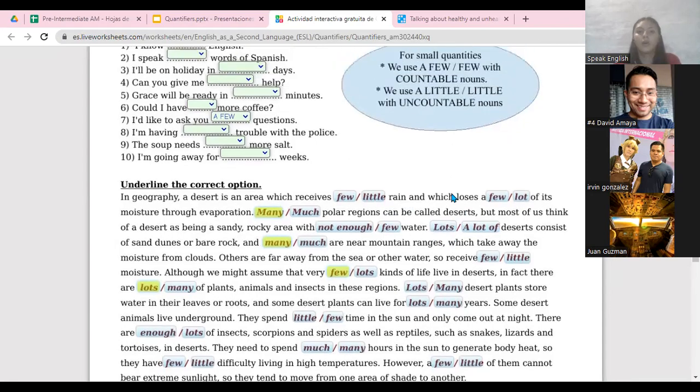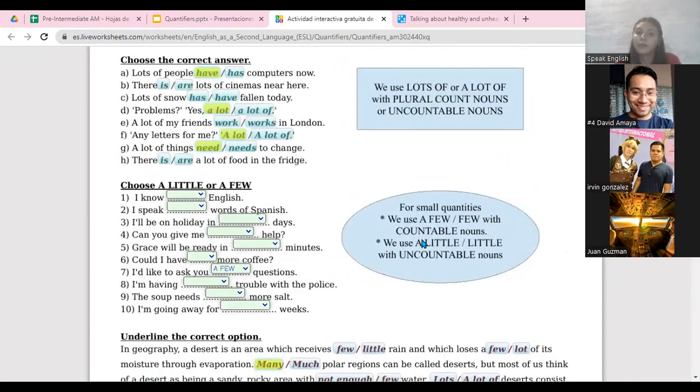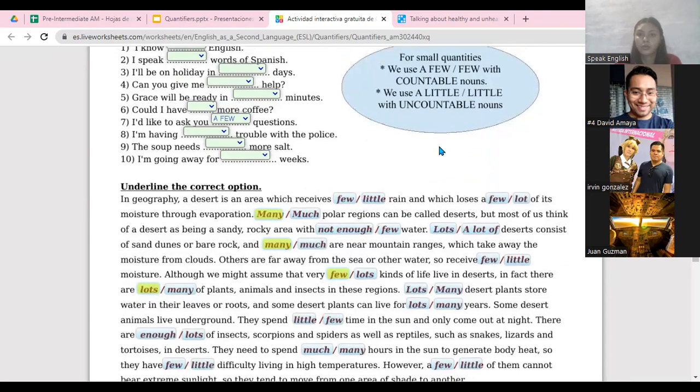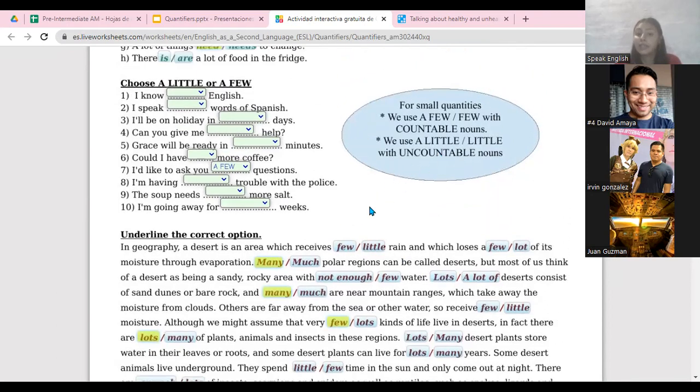Few. Okay, let's check. Few is for countable nouns. Do you think you can count rain? No, a little. Little, because rain is uncountable. We don't say two rains, right?